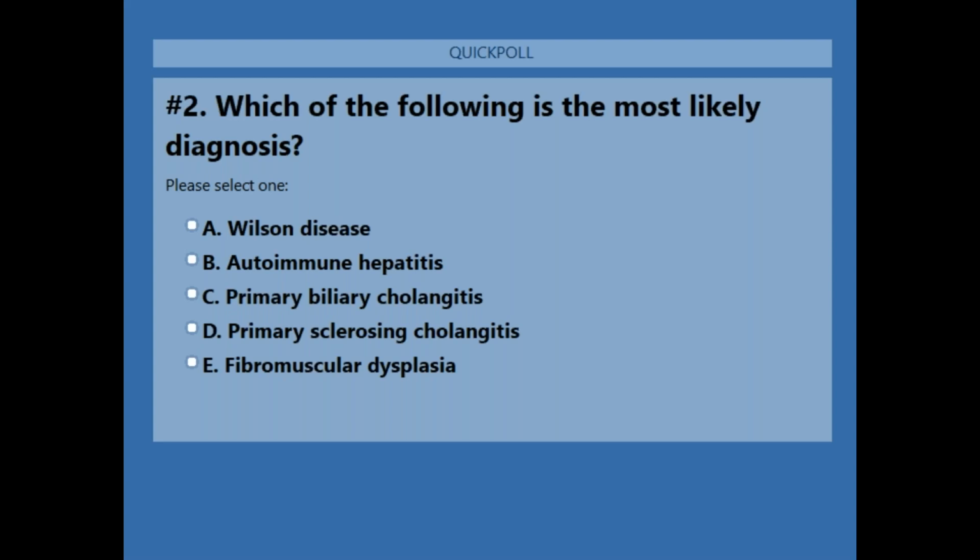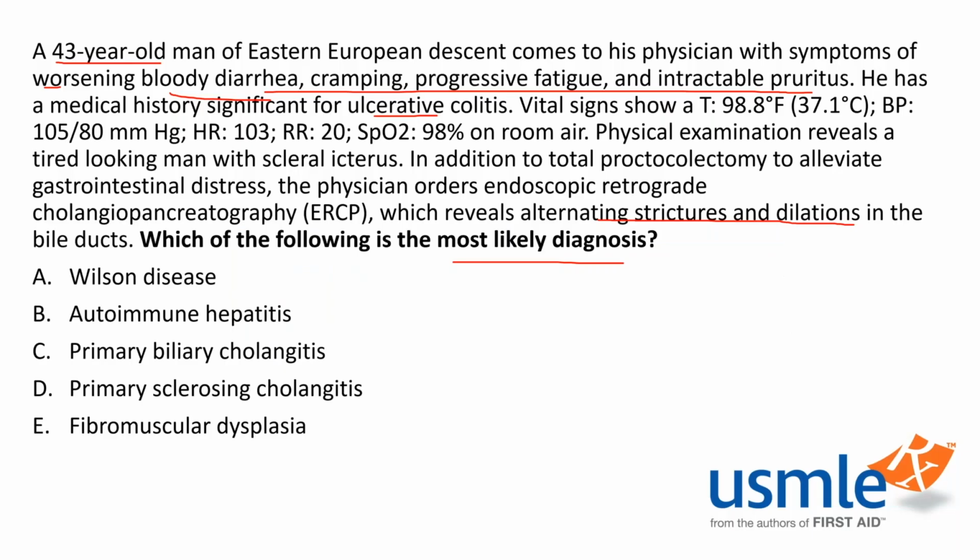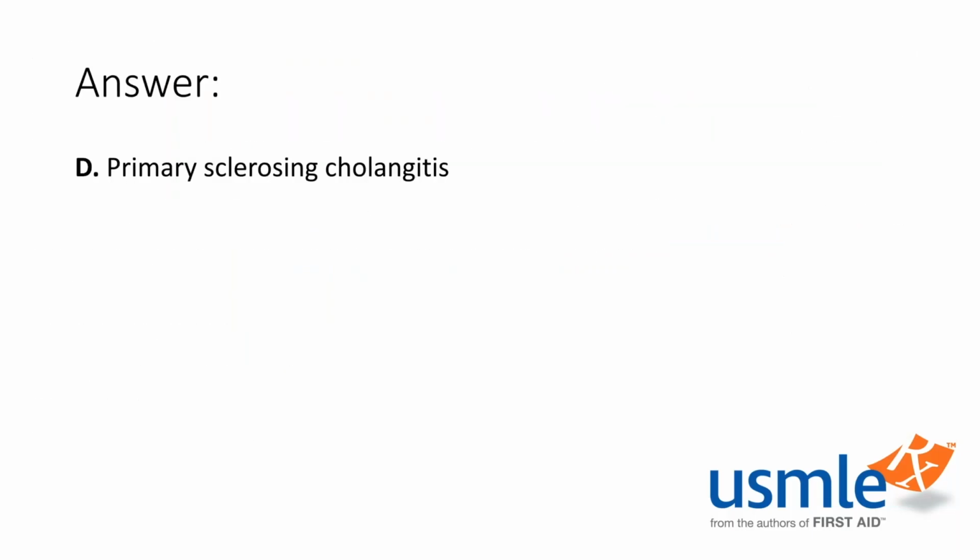So let me go ahead and close it and share the response. And as you can see, most people have gone to primary sclerosing cholangitis, PSC, which is what Dan was talking about. Let me hide the poll and move on to the answer, which is again PSC. Back to you, Dan. Great. So PSC is the correct answer, D.